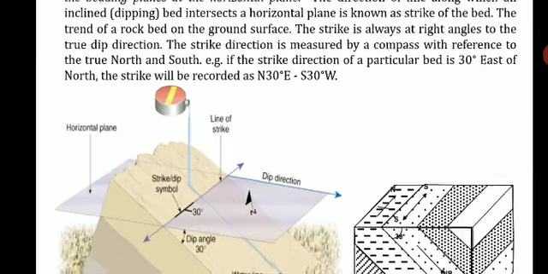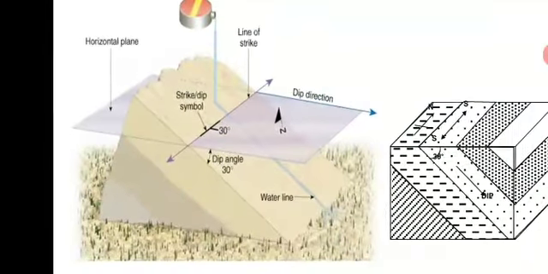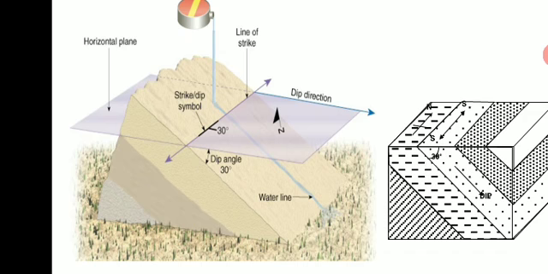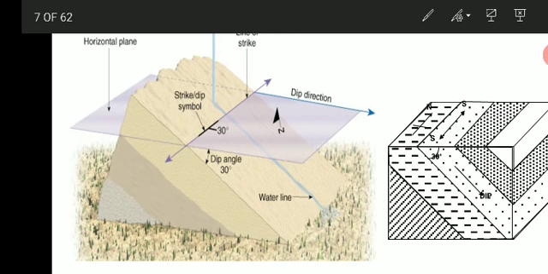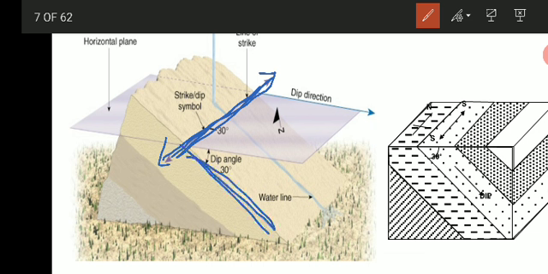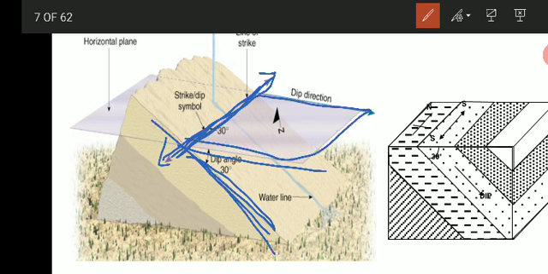Then let us understand what is meant by strike, which is again a very important concept. Look at the figure, this is the strike. How do you define a strike? Strike is defined as the direction of a line, the direction of this line. And how has that line formed? This line has formed by the intersection of the bedding plane and the horizontal plane. These two planes intersect at this line. The direction of that line is called the strike.